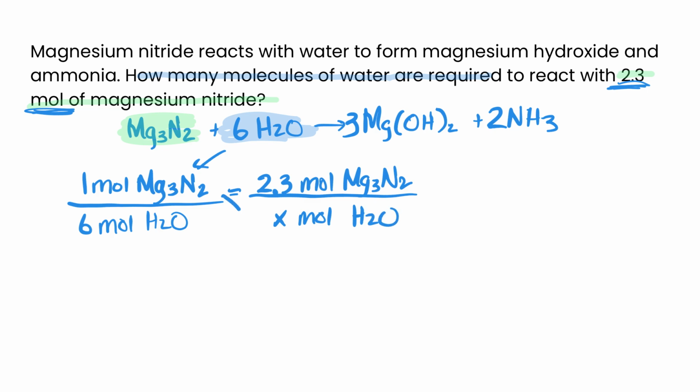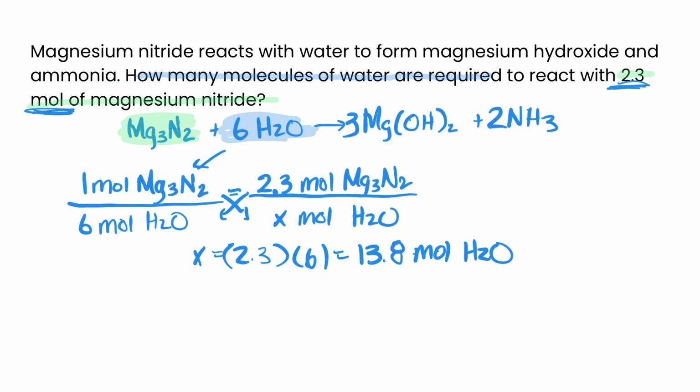Okay, so then we're going to cross multiply. So 1 times x is just x, and then 2.3 times 6 is going to give us 13.8 moles of water.